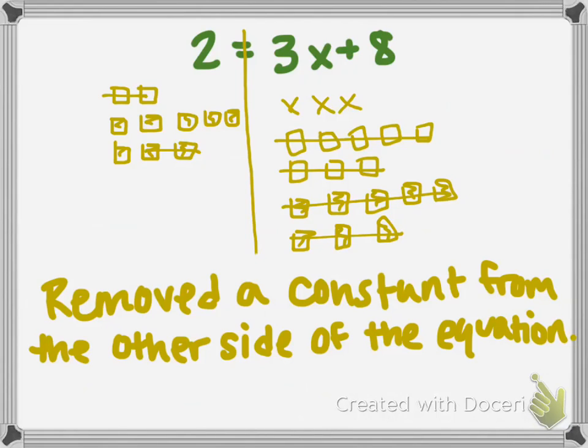The only way to get rid of it is to do the opposite operation, or the inverse operation. So we're removing it from one side of the equation because we start with 3x plus 8, but when we're done with this step, that 8 is no longer there because it's been moved to the other side. So now we have negative 6 equals 3x.